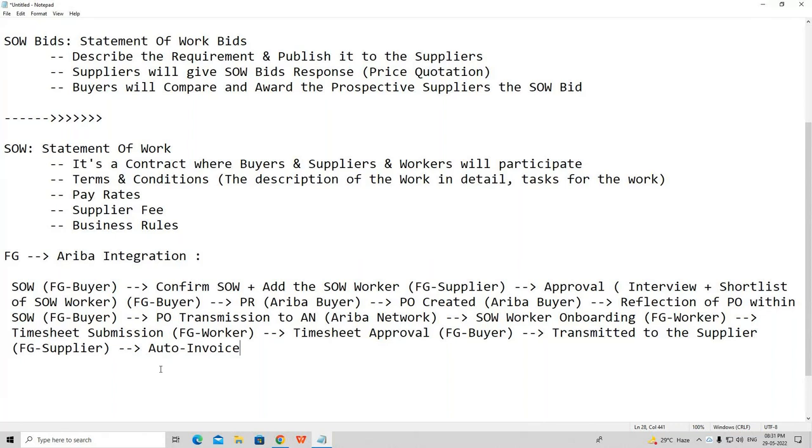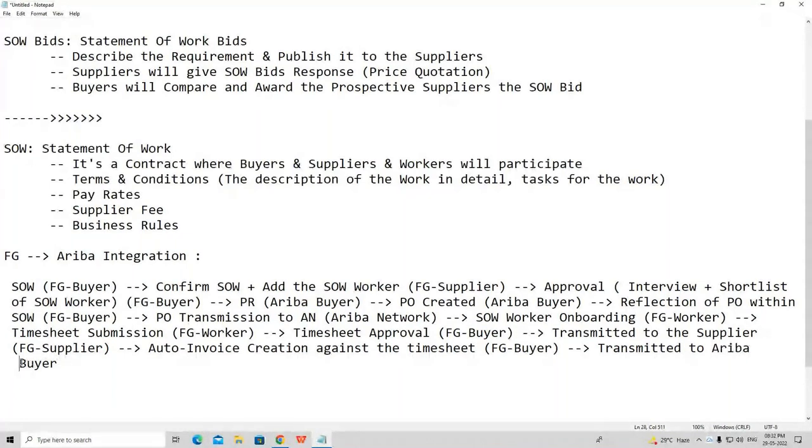Why? The requirement origin point is Fieldglass, not Ariba. So how will you generate an invoice, and that too manually in Ariba? So auto invoice creation against the timesheet. Now I'm coming to that AP system. AP means financial accounts payable, right? I'm coming to that auto invoice creation in FG buyer. Very good. Then it is transmitted to Ariba buyer against the PO.